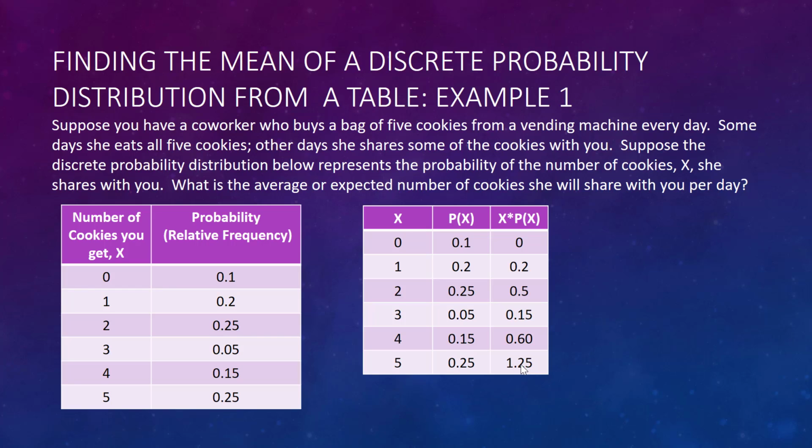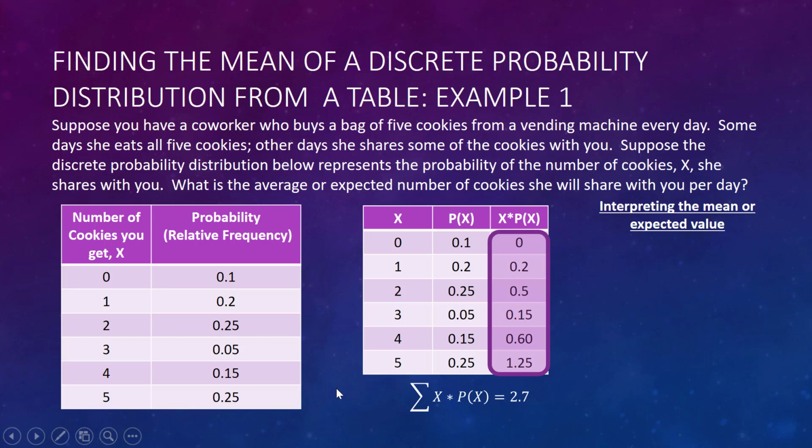Do you remember from a previous slide what we need to do with all of these values? If you said to add them, then that is correct. When we sum all of the values in this column, we get exactly 2.7. Now we need to interpret this answer. 2.7 what? What are we counting? Well, we're counting cookies.